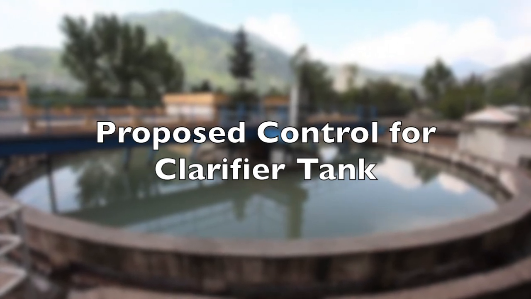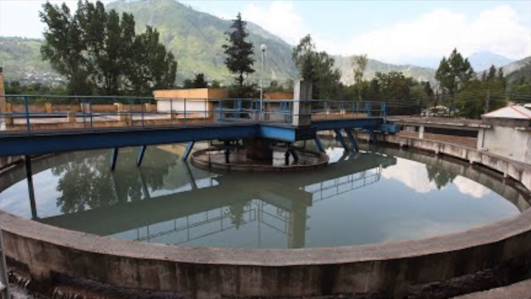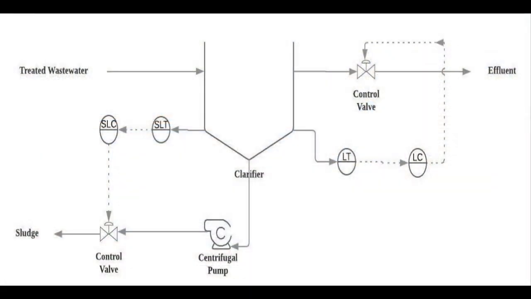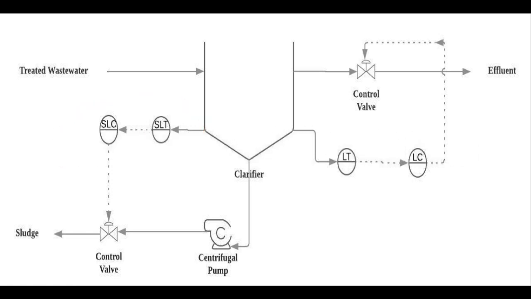The clarifier tank is one of the major pieces of equipment in a wastewater treatment facility. Here we are going to talk about the process control within the clarifier tank. Firstly, there are two types of controller and transmitter here: the level transmitter and controller, and the sludge level transmitter and controller. These are feedback controllers. For example, the sludge level transmitter will detect the level of the sludge at the bottom of the tank and take corrective action by calculating the output and transmitting it to the control valve at the sludge output of the stream.